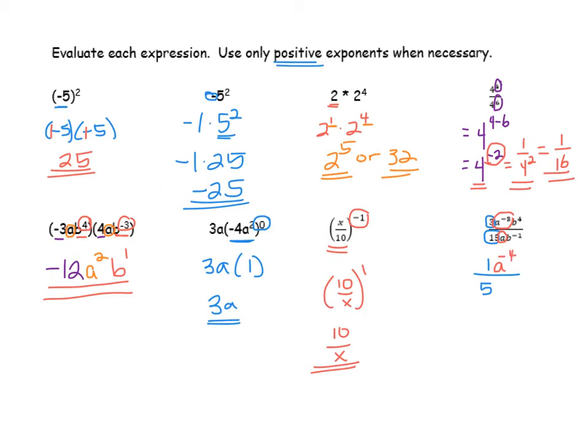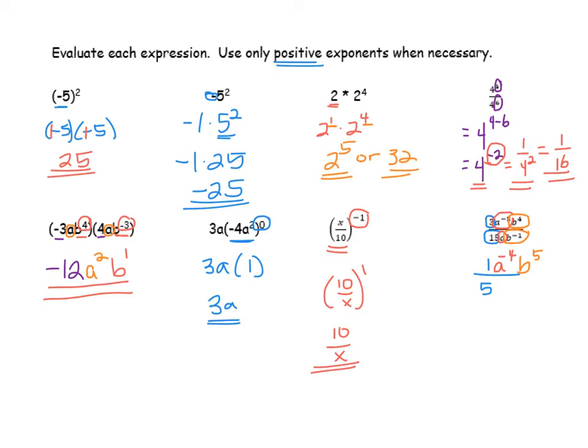And lastly, we have b to the fourth over b to the negative 1. Now be careful here. When you subtract the exponents, we get 4 minus negative 1, which would be a double negative. And that would make it 4 plus 1, which is b to the fifth. So as is, we have a to the negative fourth, b to the fifth over 5.